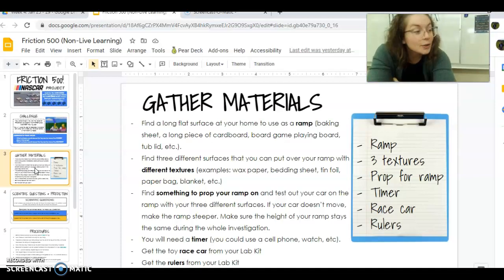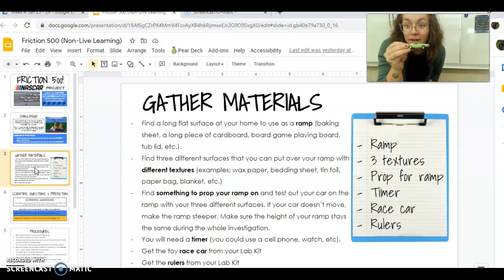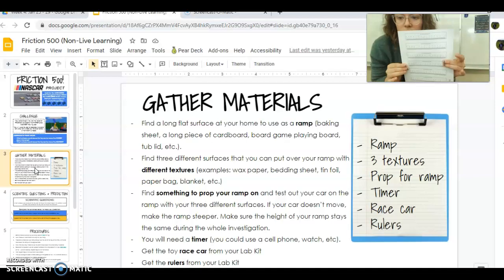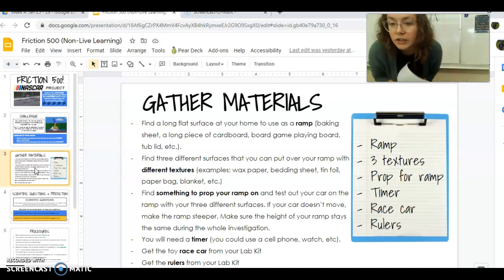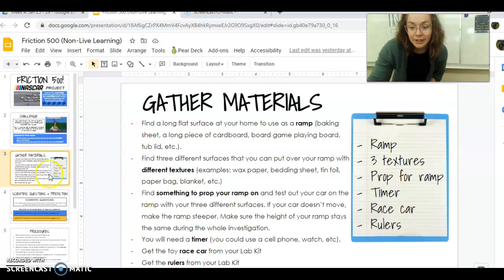In your lab kit, you want to pull out your race car. Here, mine is right here. You want to pull out your race car. And then lastly, you want to pull out your rulers. I give you 2 rulers, and they're both measured in centimeters. So you're going to pull out your rulers. Alternatively, if you have a bigger ruler, go for it, use that, it doesn't matter, as long as you are measuring in centimeters, okay?